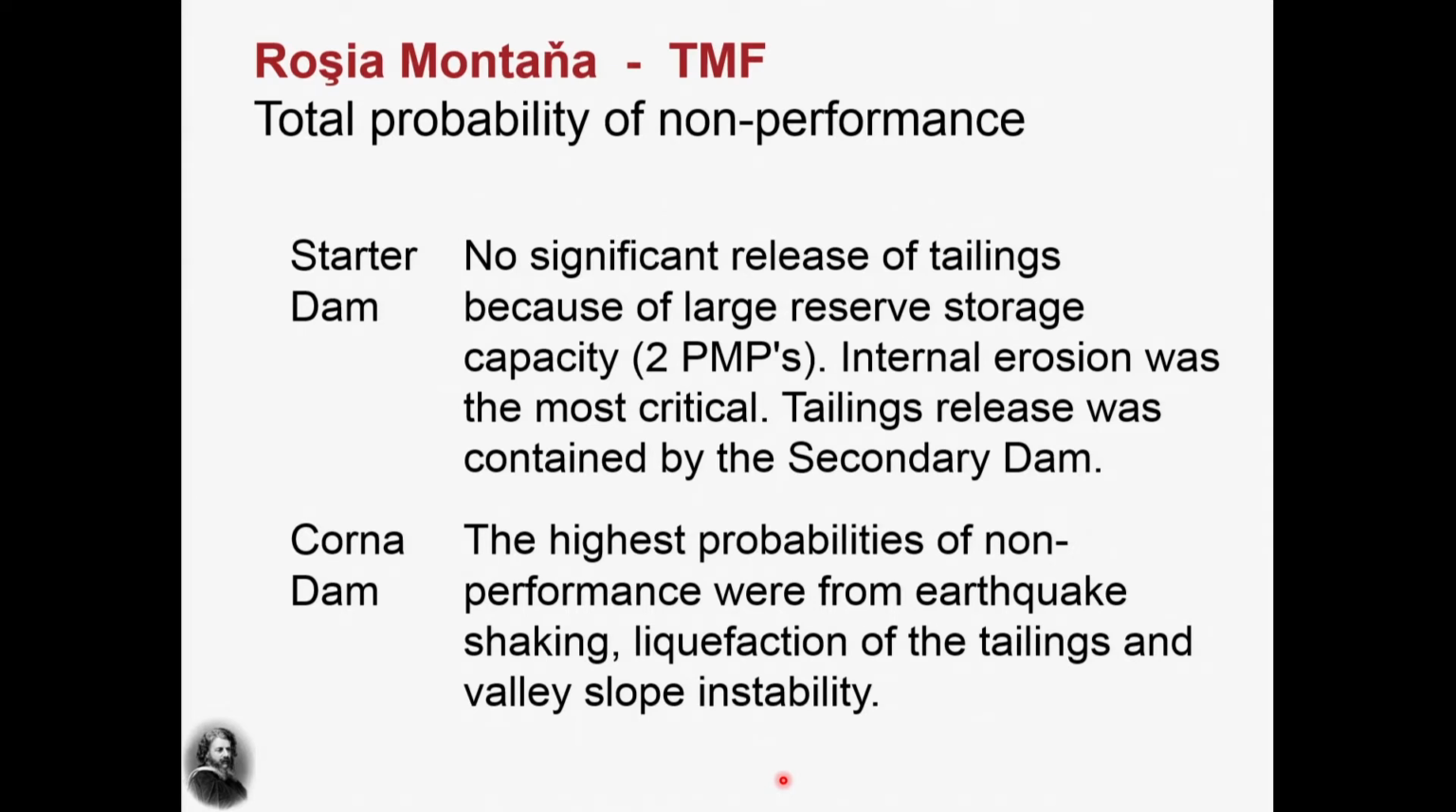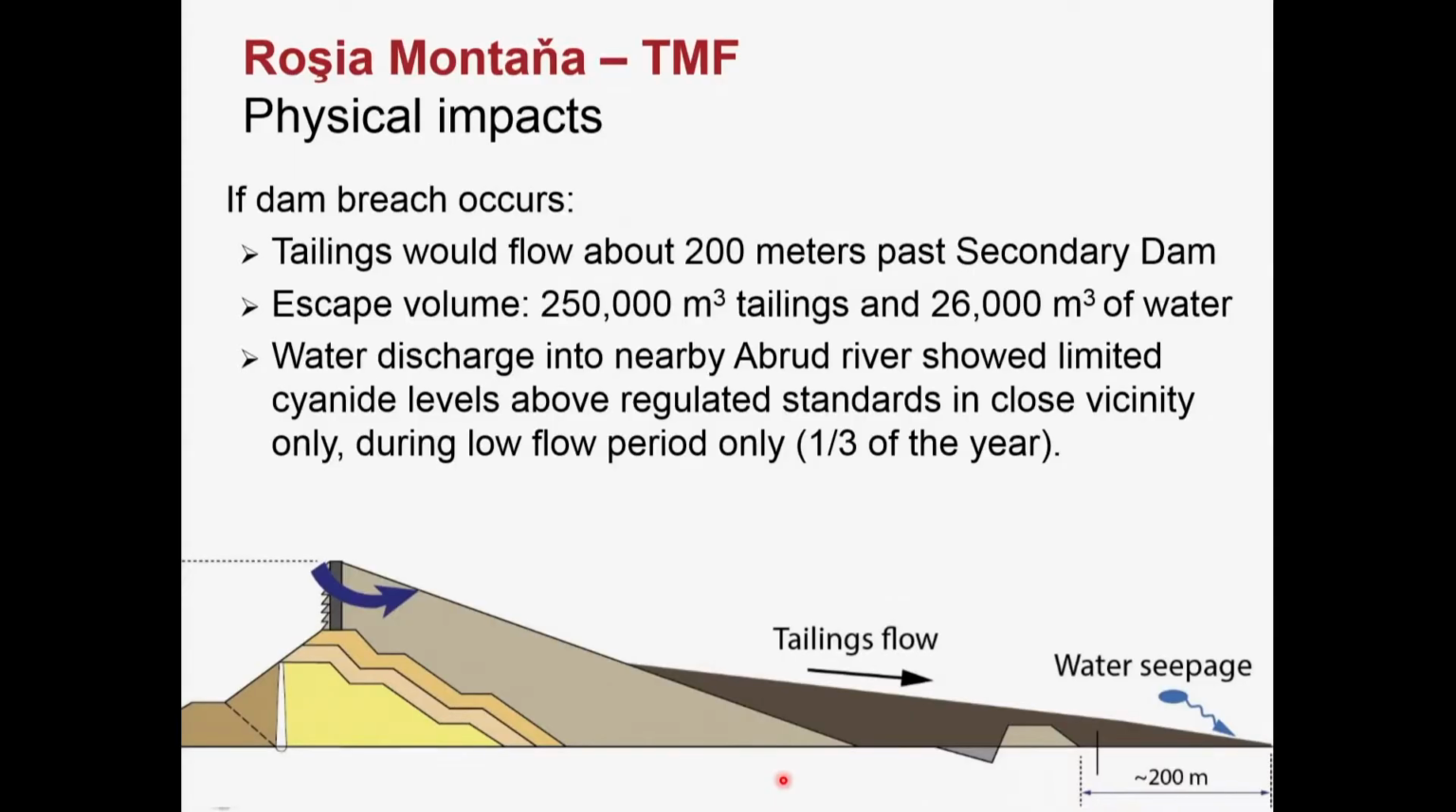But all of that was released was contained by the secondary dam. It could contain 250,000 cubic meters. For the corner dam, the highest probability of non-performance was from earthquake shaking and liquefaction of the tailings. Valley slope instability was slightly less probable, but still quite close to the earthquake shaking. And the physical impact, if the dam breach would occur: the tailings would flow about 200 meters past the secondary dam, and 250,000 cubic meters of tailings and 26,000 cubic meters of water would escape.